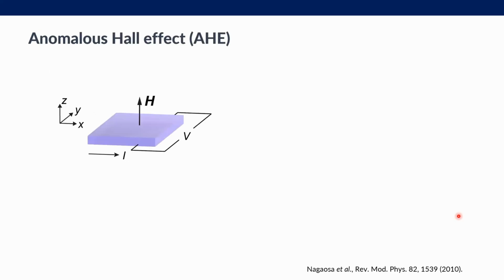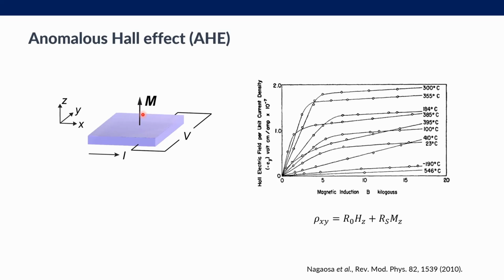So what is the anomalous Hall effect? Let's first look at the normal Hall effect. In a material, when we apply an electron current along the x-axis and a magnetic field along the z-axis, it will generate a transverse voltage. This is the normal Hall effect. However, in ferromagnets, there is an extra contribution at the lower field, which is proportional to the magnetization of the ferromagnets. This is called the anomalous Hall effect.